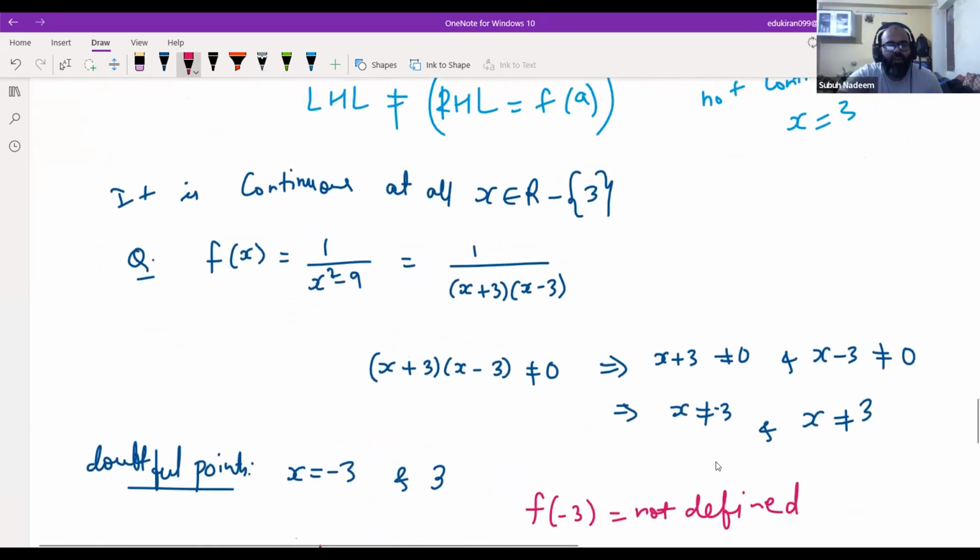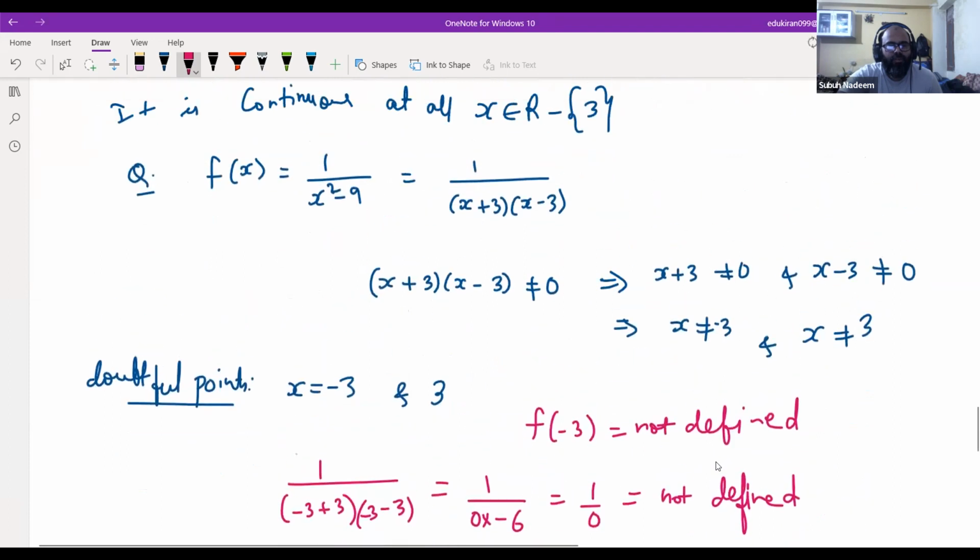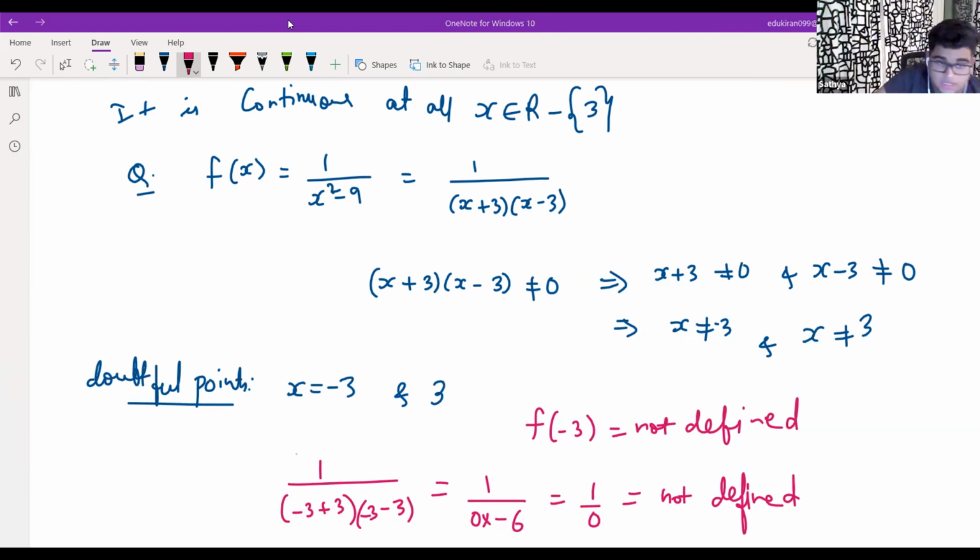So you can start writing from here. Can I write the other one directly, the 1 by x minus 3 plus 3? Yeah, you can, if you have understood, you can write that. Okay, I'll write that.